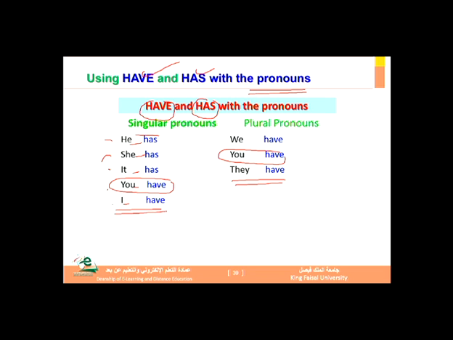Again, the pronoun I, which is one of the singular pronouns, also takes the form have rather than the form has. So here are the different English personal pronouns, and here what form of verb have they take. So he has, she has, it has, while you have, I have, we have, you have, and they have.